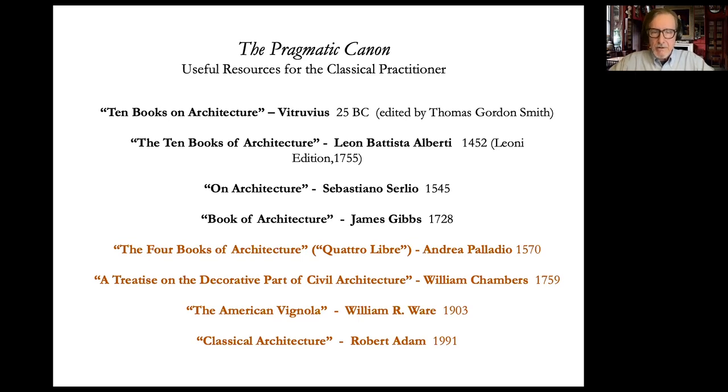Next, very important, is On Architecture, the treatise by Sebastiano Serlio from 1545. Serlio was another influential Renaissance architect. His treatise is really strong on the description of different building types and also on moldings and embellishment. So it's a wonderful book to have to refer to in the studio.